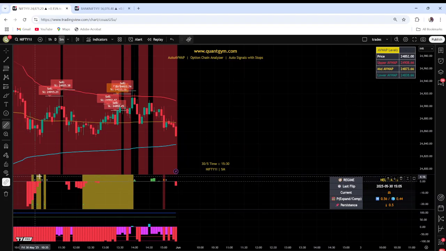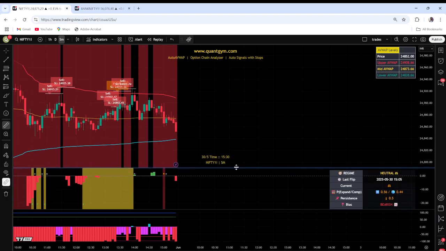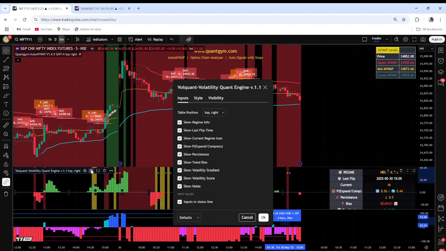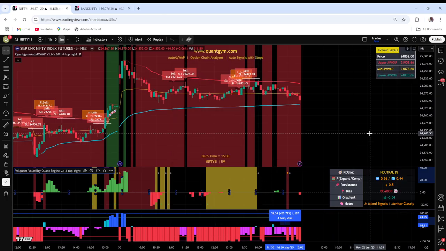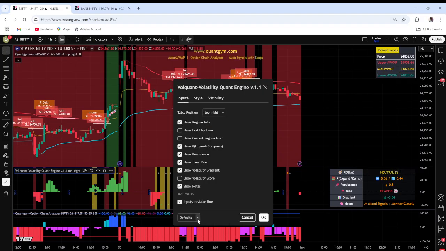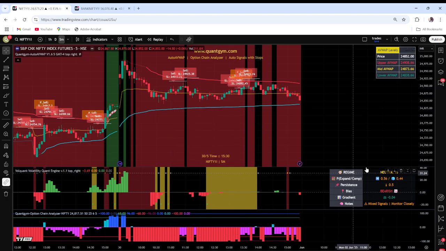So what I will suggest is, you go to the settings. In regime info, last flip time and regime icon are probably not that necessary, and volatility score you can also switch off, so it becomes like this. And if you want this setup to be permanent, just click this as default. So now these things come here.